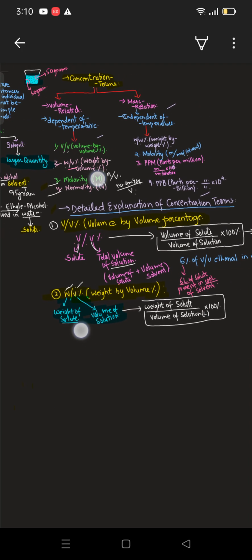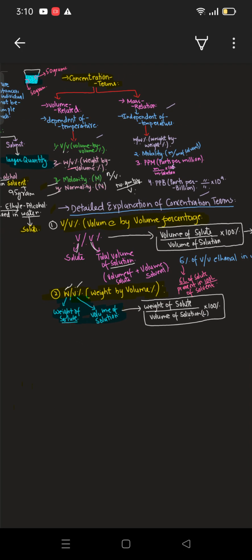Okay, so as in the last video, we could only discuss the two concentration terms, which are very important, of course, and which are volume related. Since they are volume related, they are affected by the temperature. If we increase the temperature, the volume will increase. If we decrease the temperature, the volume will decrease, which is Charles' law, right?